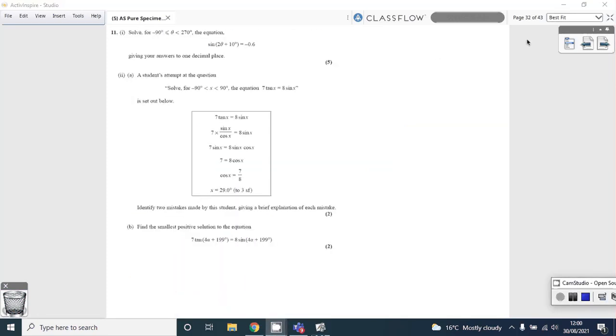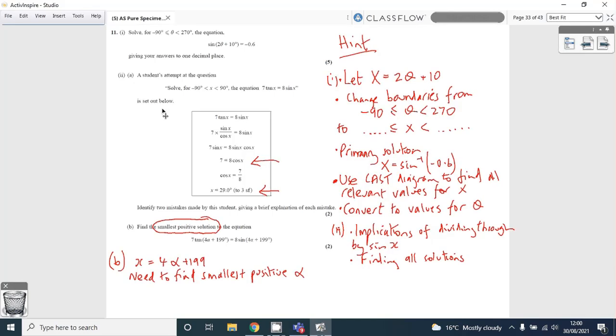Question 11. So the hints for this, for part 1: just let capital X equal 2 theta plus 10 and adjust your boundaries for theta accordingly. And then work out your primary solution for capital X. So that's when inverse sin equals minus 0.6, and then use the CAST diagram to find all the relevant values for capital X, and then convert back to work out all your values for theta.